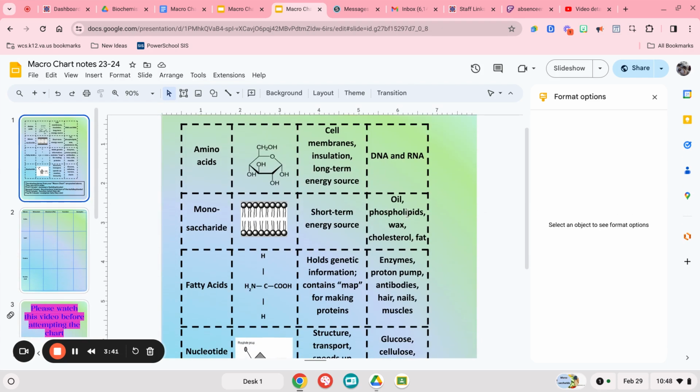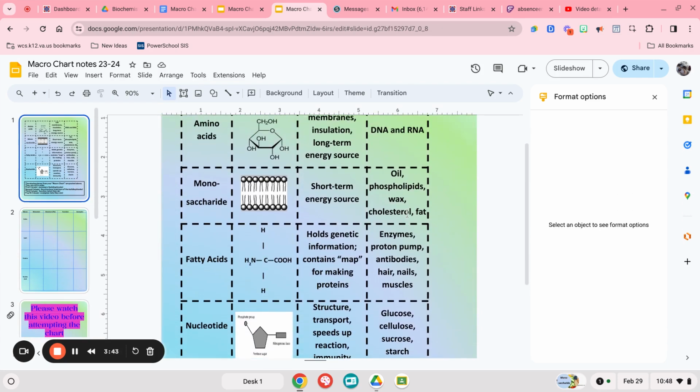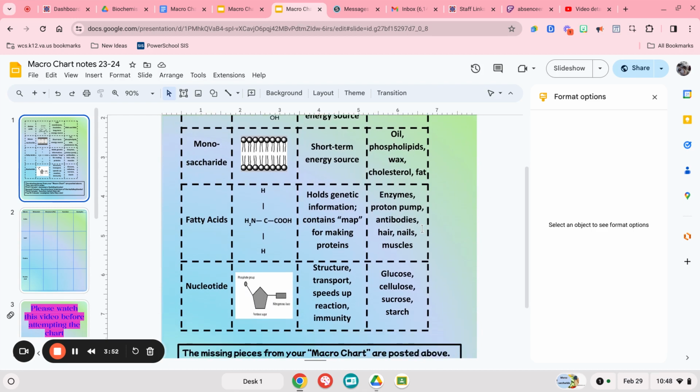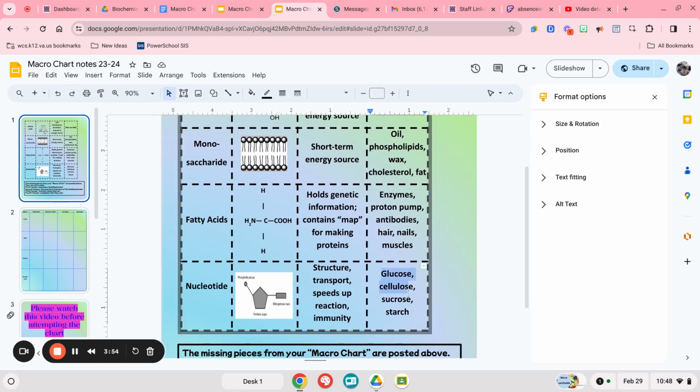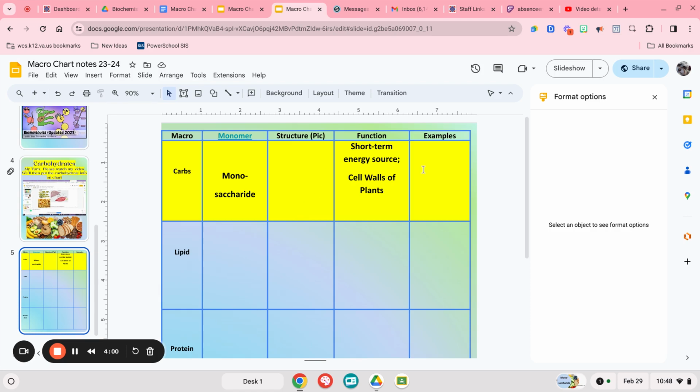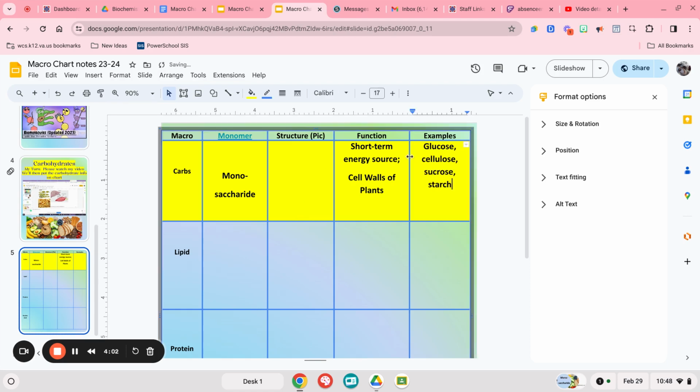So if you look at the examples here, DNA and RNA, oils and wax and fat, enzymes and hair and muscles, or glucose, cellulose, sucrose, and starch. Those are your winners. Now, not every single carbohydrate ends in OSE, but that is a big, huge hint. Now, glucose is our main carbohydrate. It's what we use to make energy.